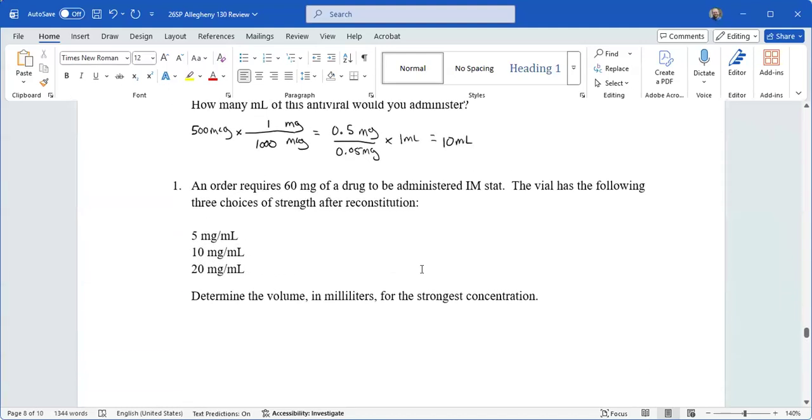So, these are the reconstitution questions that you have seen. And these are questions that I've been trying to get rid of because they're just poorly put together, but that's okay. It'll always tell you to choose the strongest concentration, so you just need to know how to choose the strongest concentration. That's the trick to this. For this one, it's pretty straightforward. You're just going to do 60 over 20, and then your answer is 3 ml. You just need to know how to decipher the information.